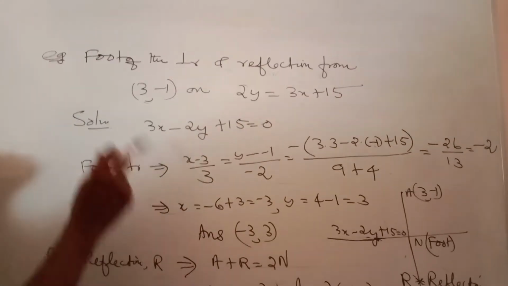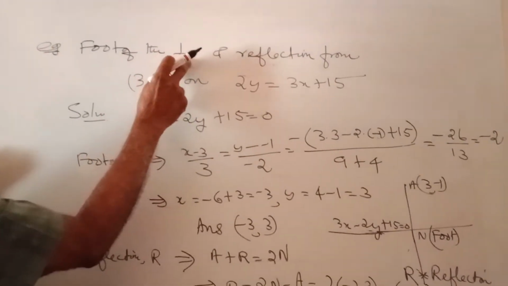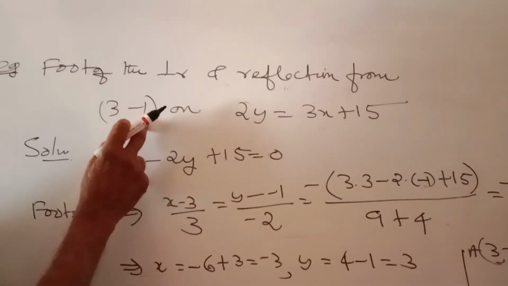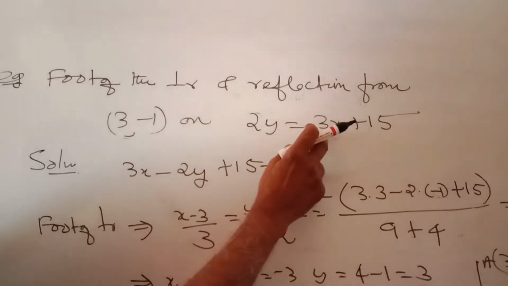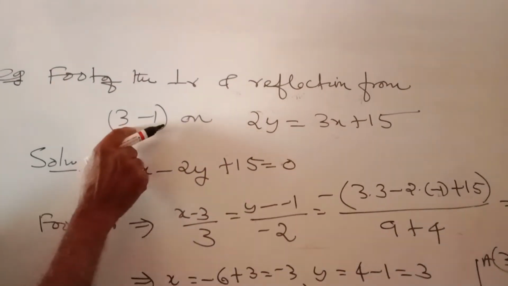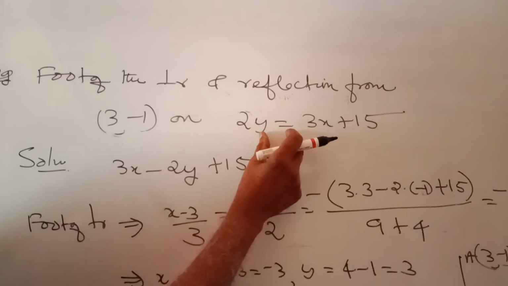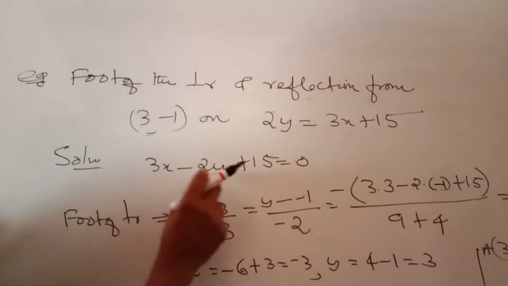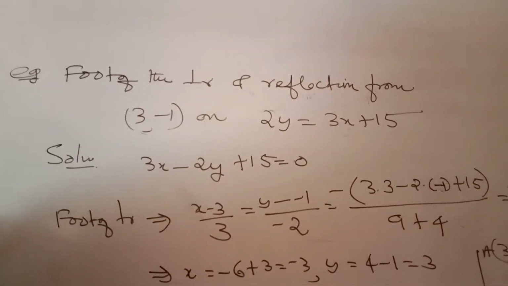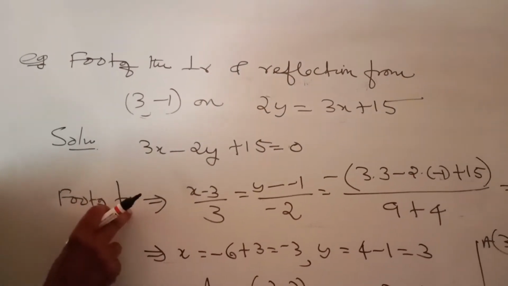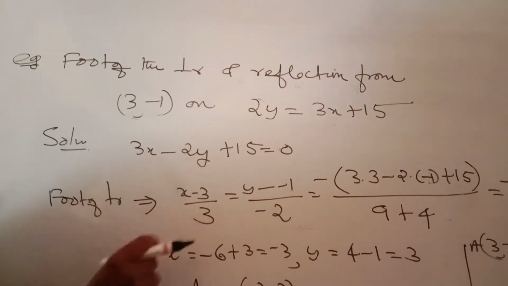Okay, we consider the foot of the perpendicular and reflection of 3, minus 1 on the line 2y equals 3x plus 15. So we have a point and a line, but this line is not in the standard shape. So we rewrite this as 3x minus 2y plus 15 equal to 0. And we apply the formula for the foot. Foot of the perpendicular, if that is xy.